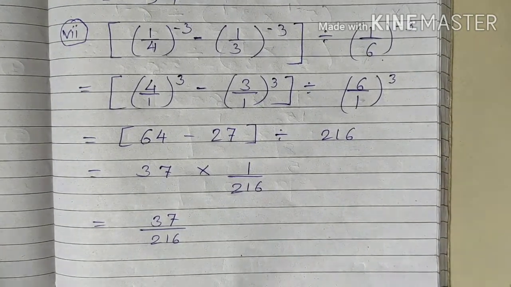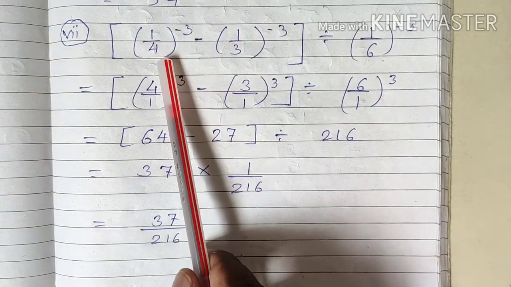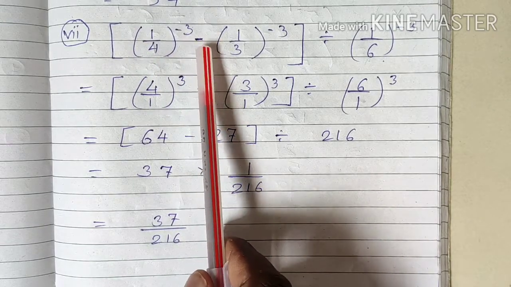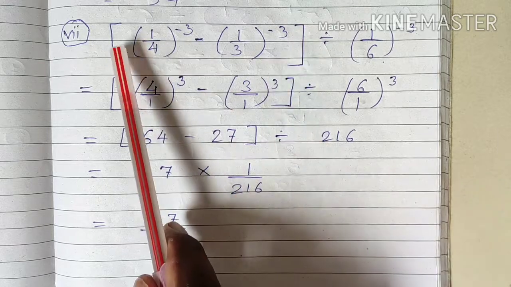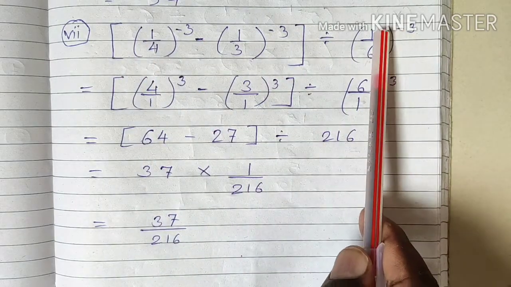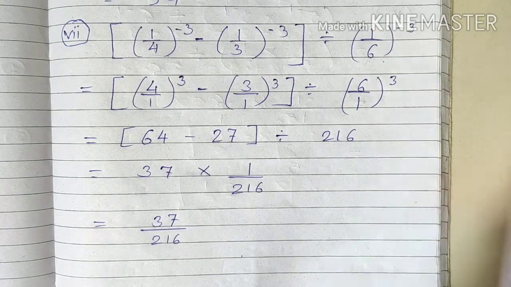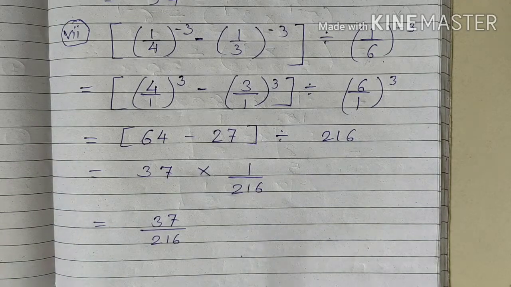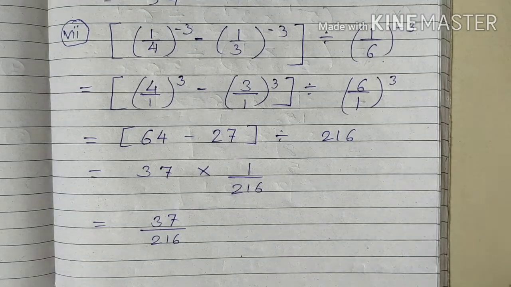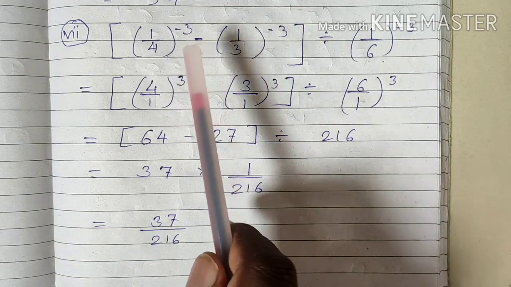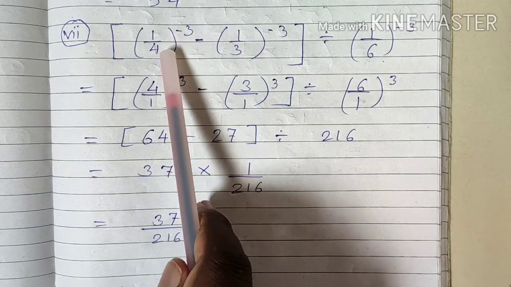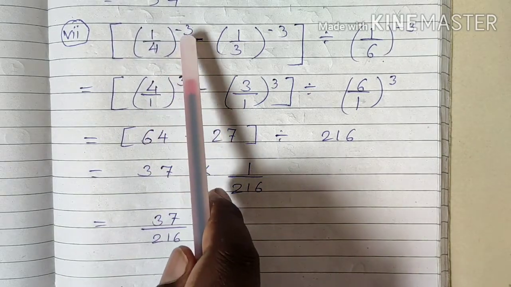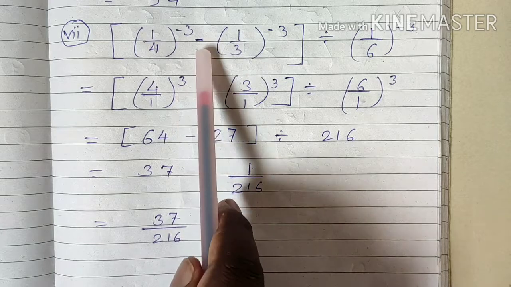Next is the 7th question. (1/4)^-3 minus (1/3)^-3, complete bracket, divided by (1/6)^-3. So what we are going to do in this case, first make these negative powers positive powers. To convert this minus 3 into positive, what is the reciprocal of 1 by 4? 4 by 1. See, negative powers become positive.